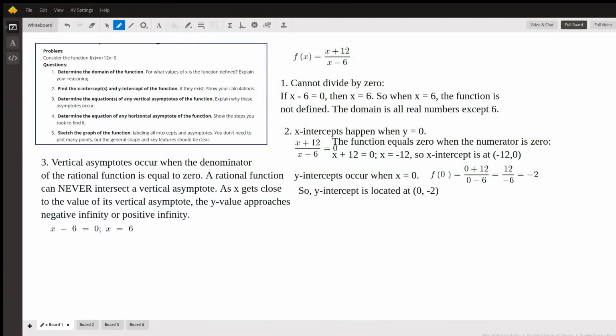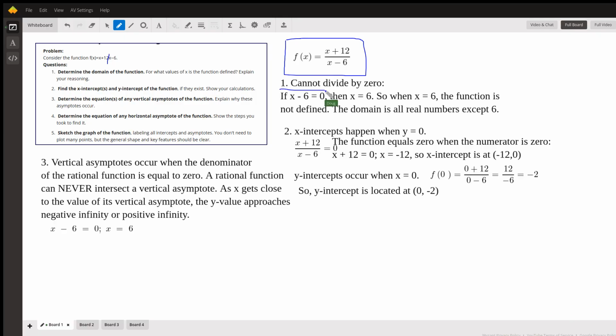I'm making the assumption that this posted problem was supposed to have a slash symbol here, and somehow Wyzant didn't accept the slash. So here's the function. It's called a rational function because we have a polynomial divided by another polynomial. Question number one asks, what is the domain of the function?